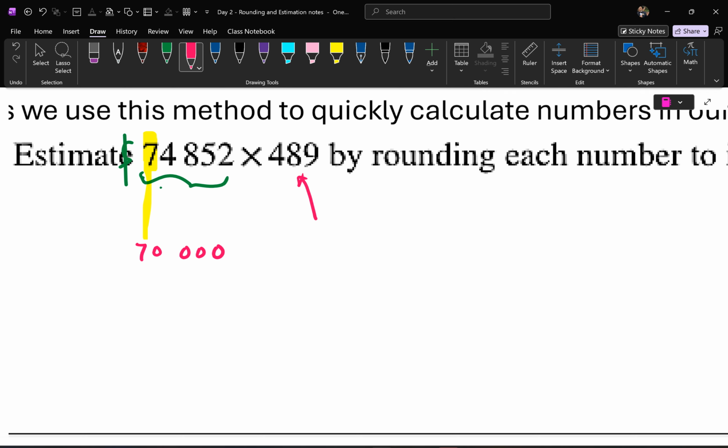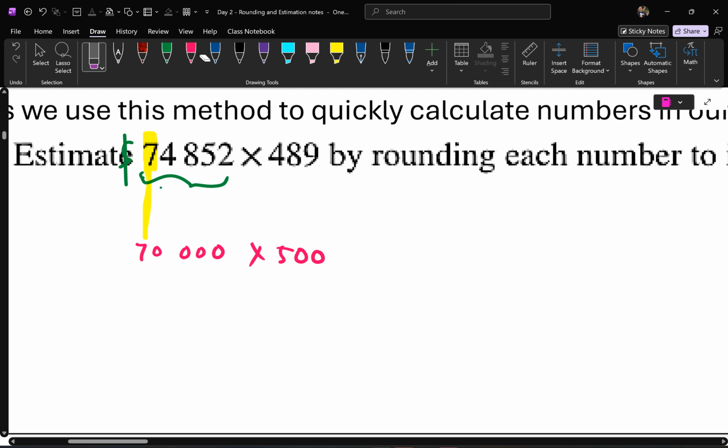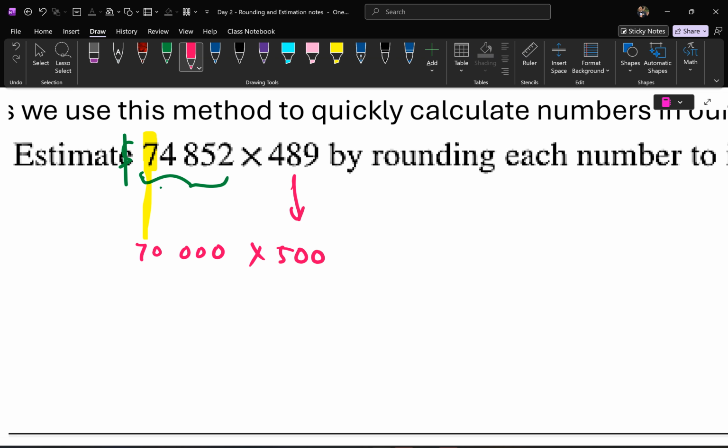And then 489, well, 4 represents the hundreds, but 489, is that closer to 400 or is it closer to 500? 500. So it's much easier for us to roughly estimate and say 70,000 times 500 is much easier to do because we know that 7 times 5 is 35, and then we just count the zeros. We've got 1, 2, 3, 4, 5, 6. What number is this? 35 million.